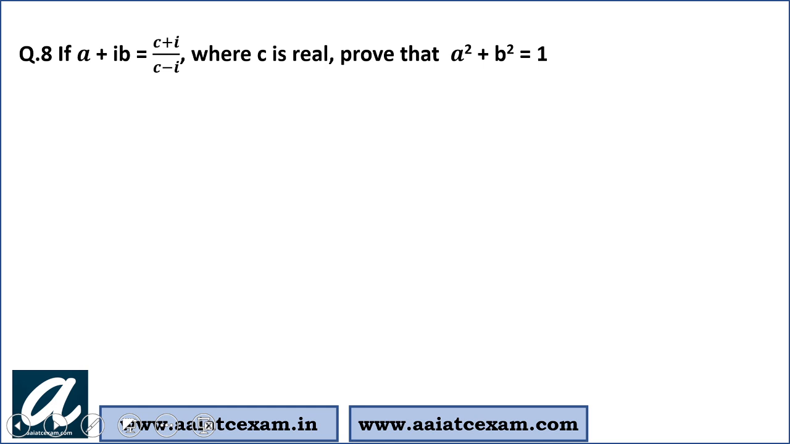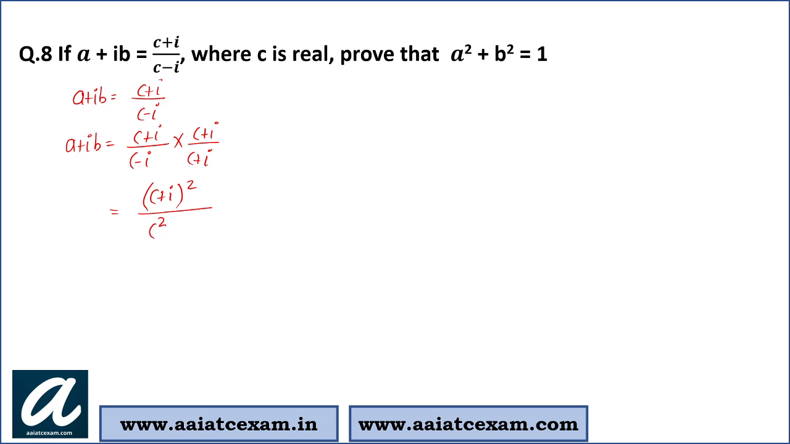Question number 8 is there, students. That is, if a plus iota b equal to c plus iota by c minus iota, then prove that a square plus b square equal to 1. Students, let me convert this question in standard form. How will I do that? I'll just rationalize the denominator here, that is c plus iota by c plus iota. So I'll get c plus iota whole square by, in the denominator you'll get c square minus iota square.